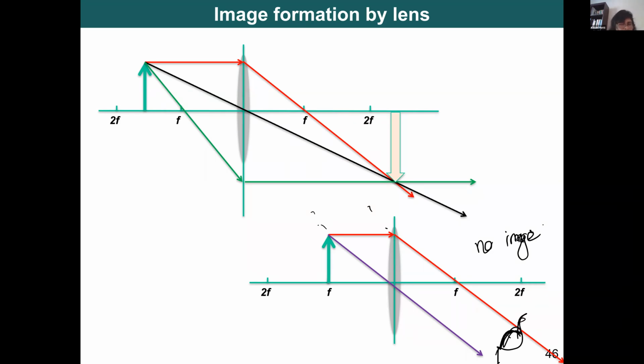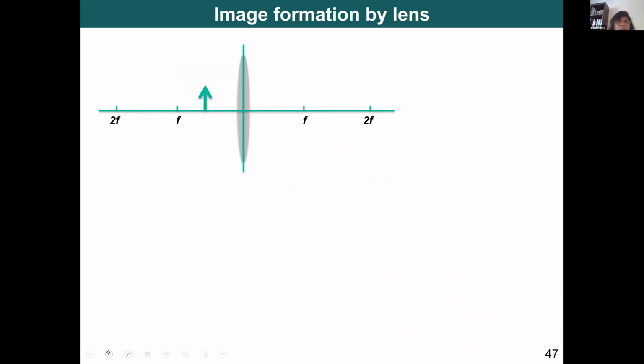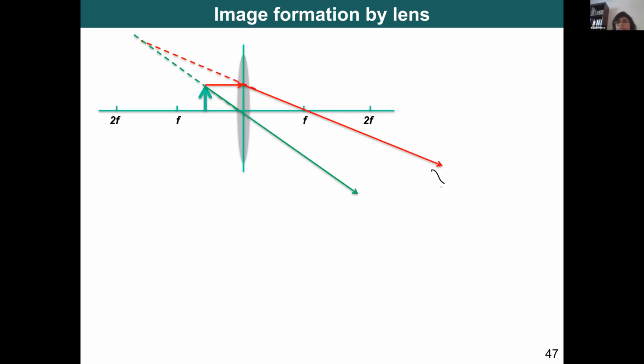Similar to your concave mirrors. And so now the object is inside F. So now take a look at what will happen. First ray and second ray. These two will never meet on the right side, but they're going to meet on the left side.